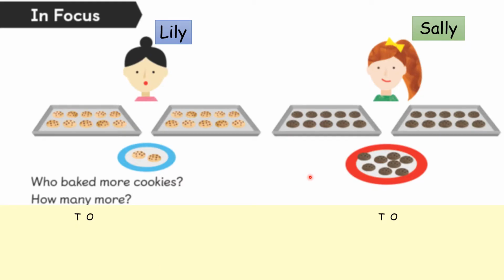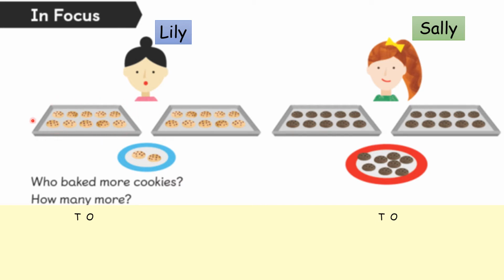Okay, children. So let's have a look at the in focus picture. We've got a picture of Lily, and Lily has baked some cookies. And we have a picture of Sally, and Sally has baked some cookies. Now, it says, who baked more cookies? And how many more did they bake? Well, let's have a look. We can see they've both got some cookies on trays.